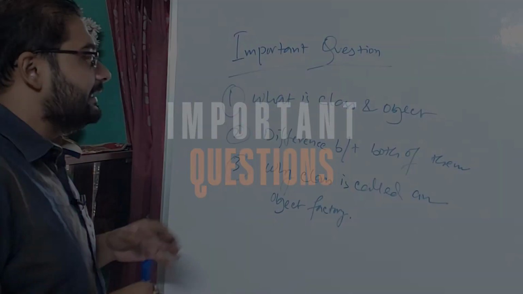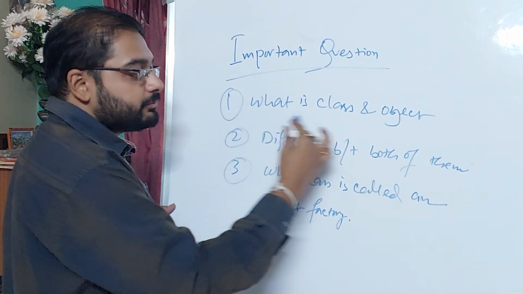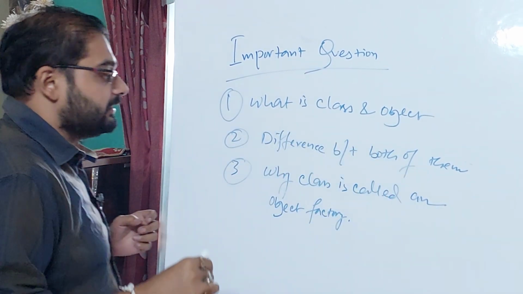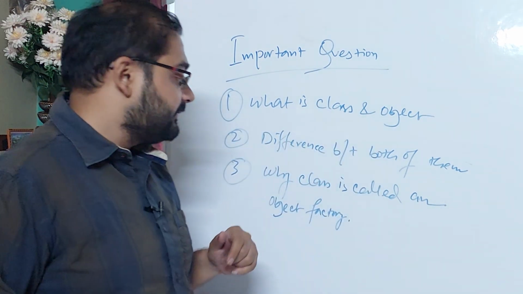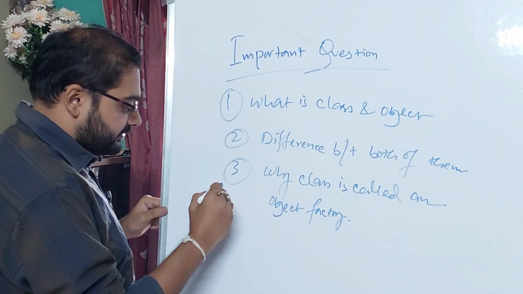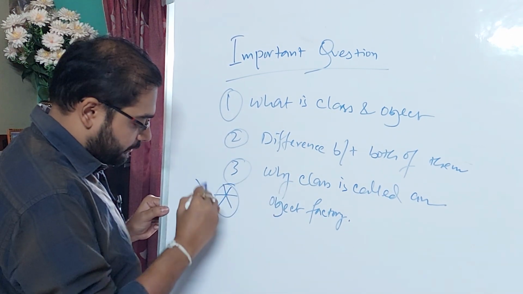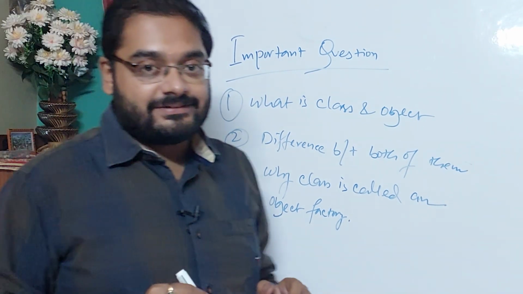Now we can see the important questions from this topic. First one is what is class and object, and the difference between both of them, that means class and object, which was shown in the screenshot before. And number 3, the most important question, is why class is called an object factory.